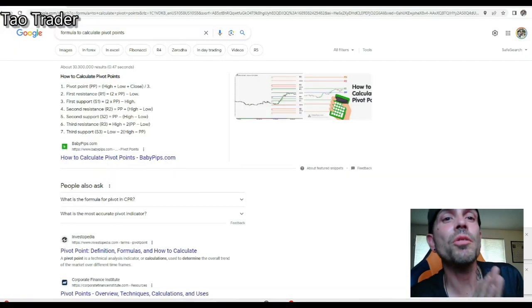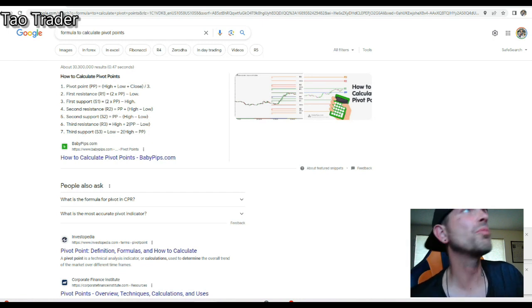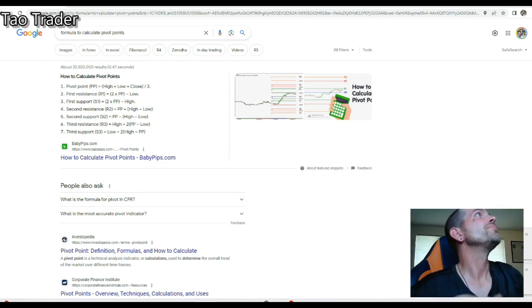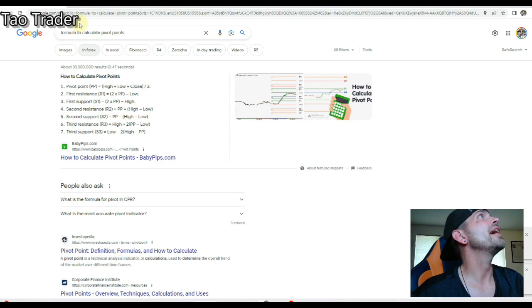Pivot points are mathematically calculated areas of potential support and resistance that go into key areas. Pivot point equals the high plus the low plus the close, divided by 3. R1 stands for the first resistance line and equals 2 times pivot point minus low. You don't need to know these mathematical formulas, but there are easier ways of getting these pivot points.